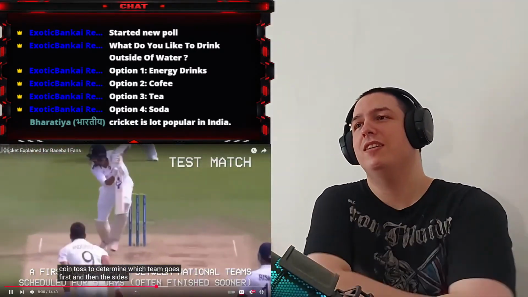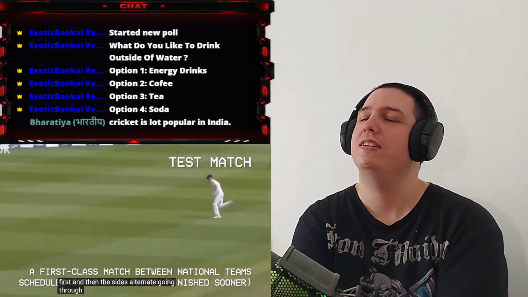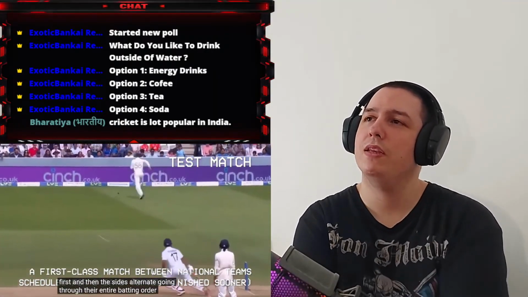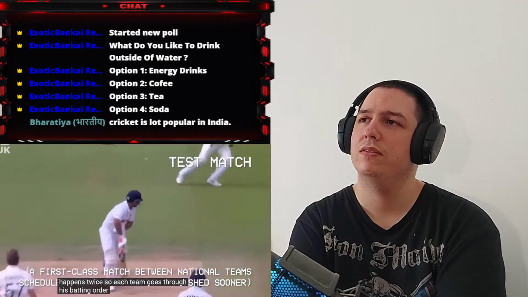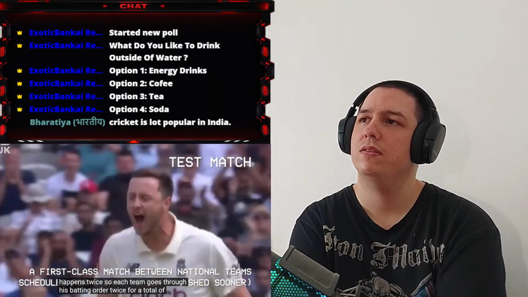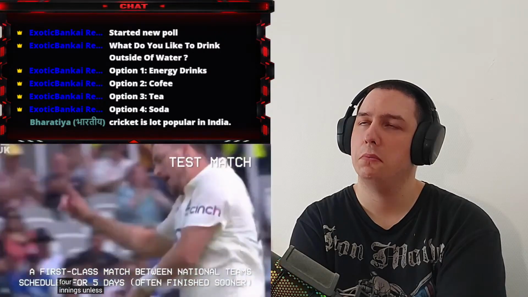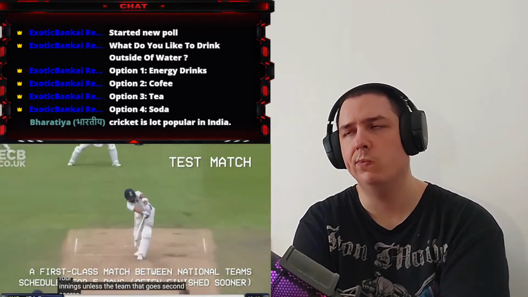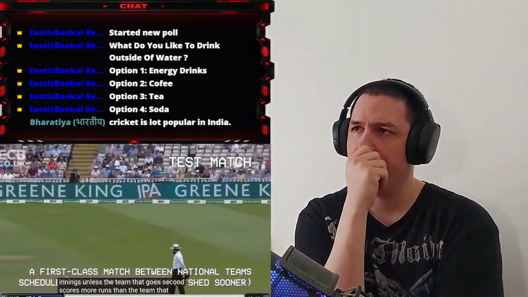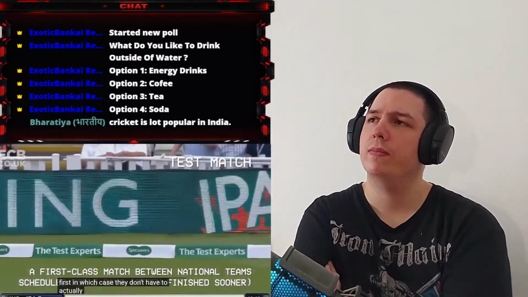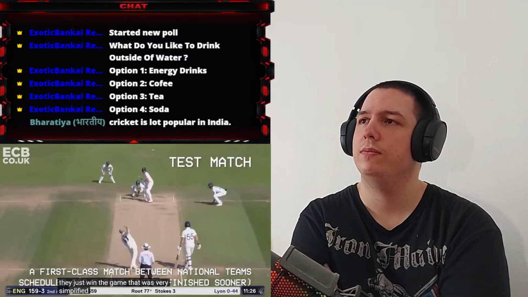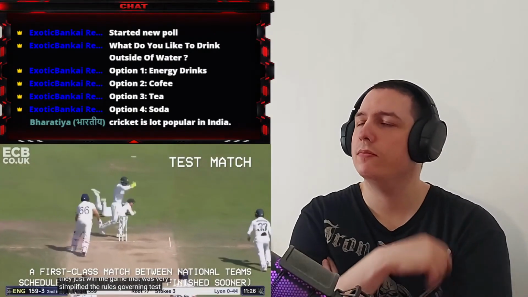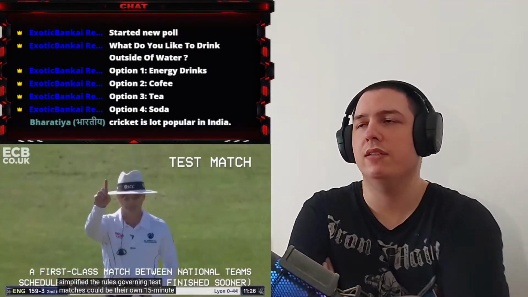And then the sides alternate going through their entire batting order. This happens twice. So each team goes through its batting order twice for a total of 4 innings. Unless the team that goes second scores more runs than the team that went first, in which case they don't have to actually finish their entire innings. They just win the game. That was very simplified. The rules governing test matches could be their own 15-minute video.